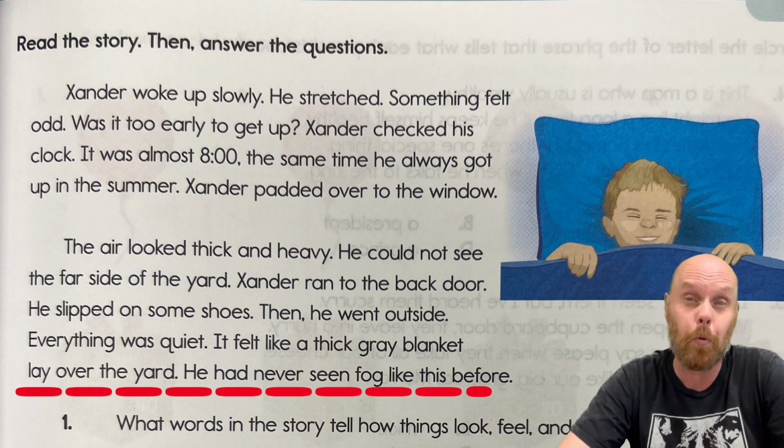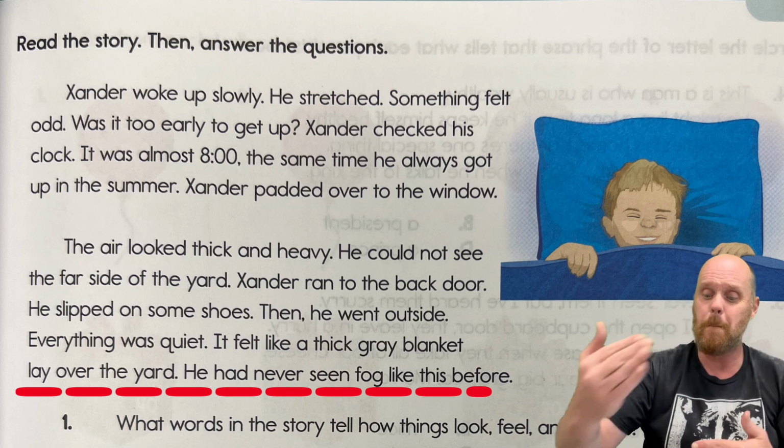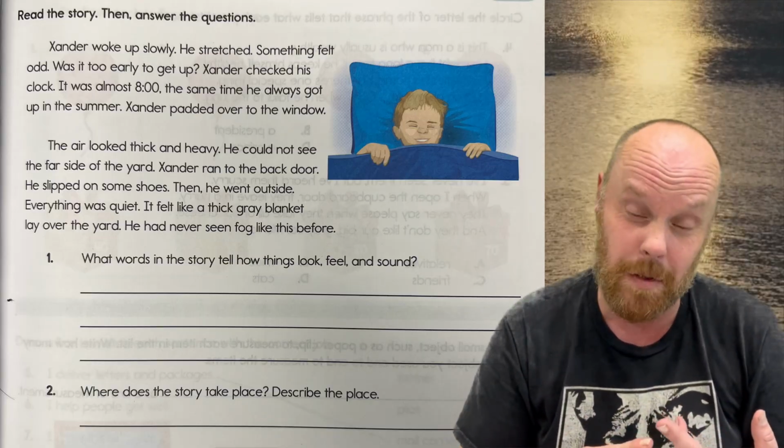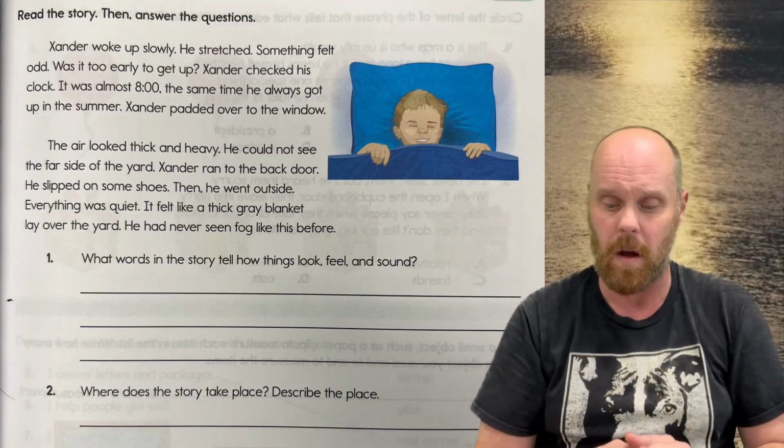All right, what a great story. Now, if we go back, there's a lot of words in there that talk about how things look, feel, and how they sound. Okay, that's question number 1.